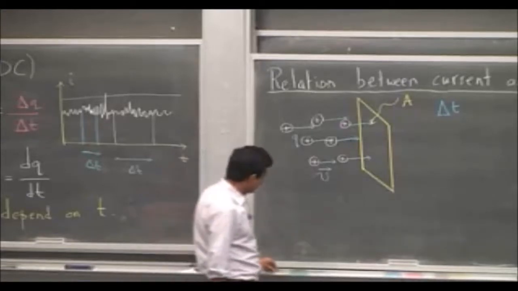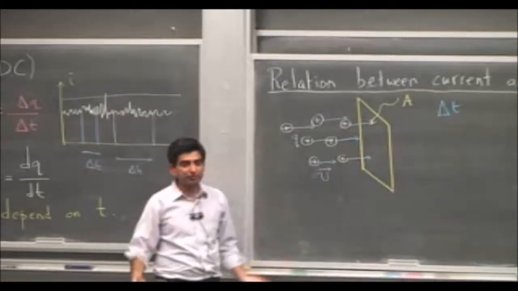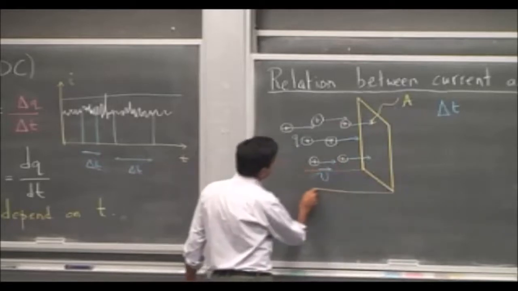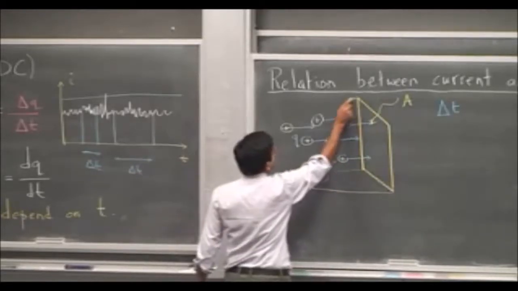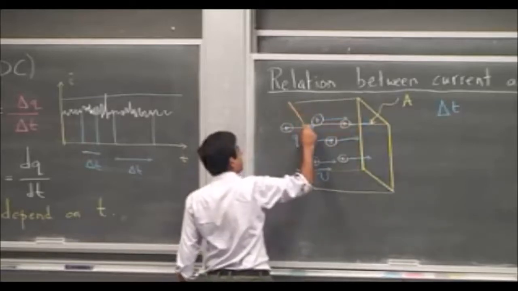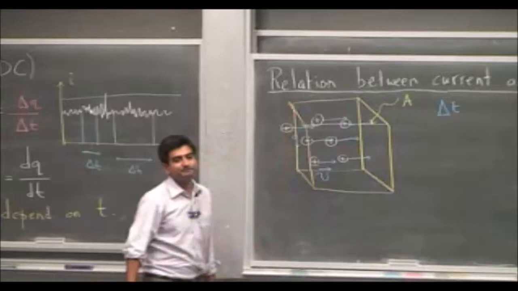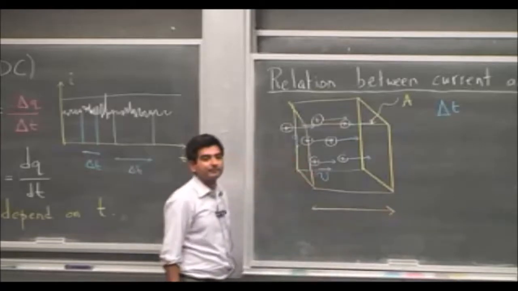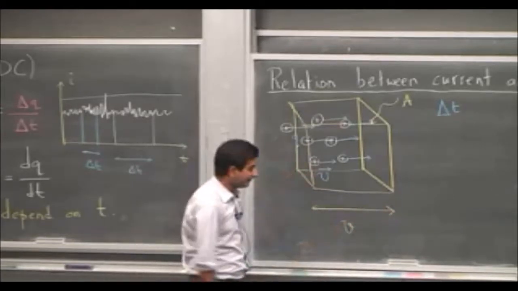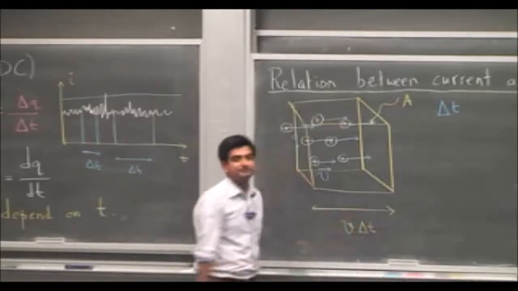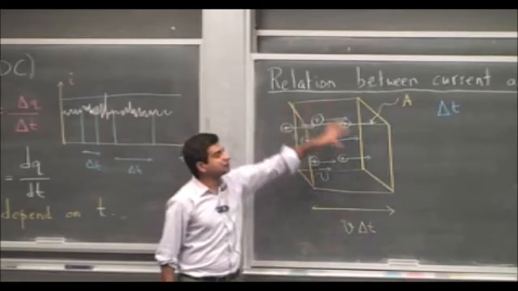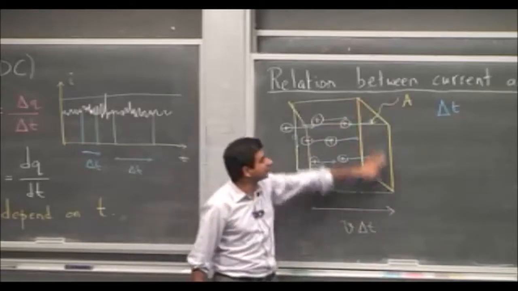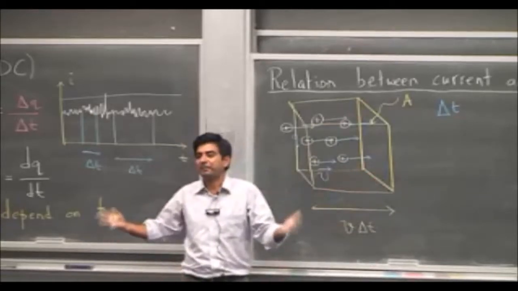Now if I would like to find out how much charge crosses this plane per unit time, it's quite easy. What I could do is just make a cube of a certain length, which is V, the velocity, times delta T, and I would know that all of the charge carriers that are present inside this volume will pass through this plane in a period of time equal to delta T.